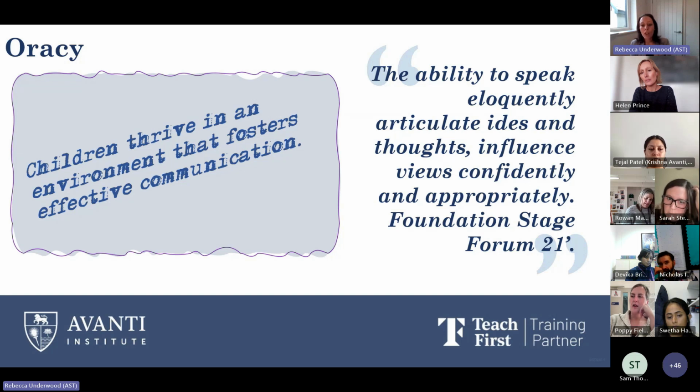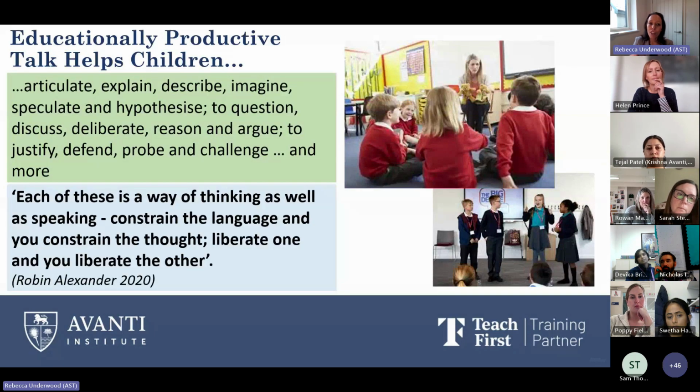And a quote from the foundation stage in 21: the ability to speak eloquently, this is oracy, articulate ideas and thoughts, influence views confidently and appropriately. So it gives children power, ownership, all of those things that you mentioned previously as well. Over to Helen, and she's going to dig deeper into the world of oracy and how it really can make a difference for all children. Thank you, Rex.